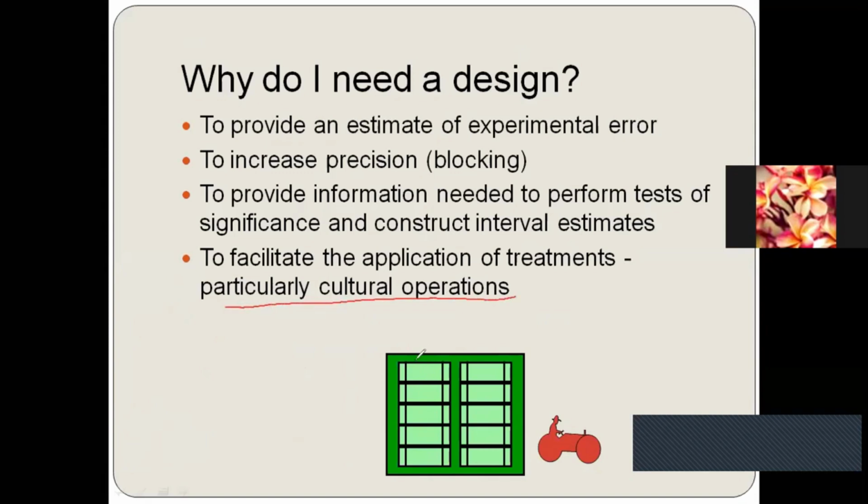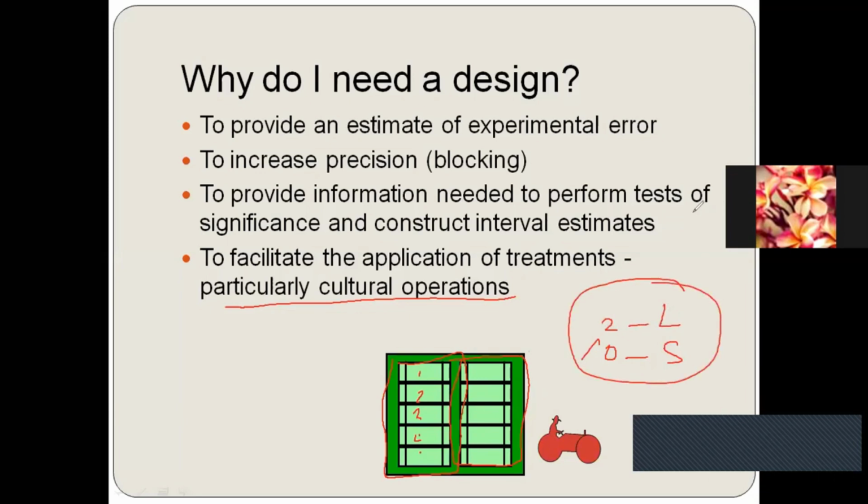The plot size differs. For example, this is 1 plot, this is the 2nd plot. 2 plots are there in big size. In small size, we have 1, 2, 3, 4, 5, and on the other side also 5. Altogether, we have 10 plots of small size and 2 plots of large size. You see, different plot size.